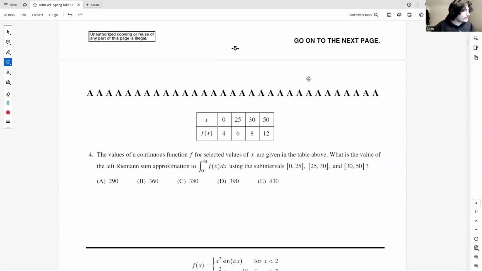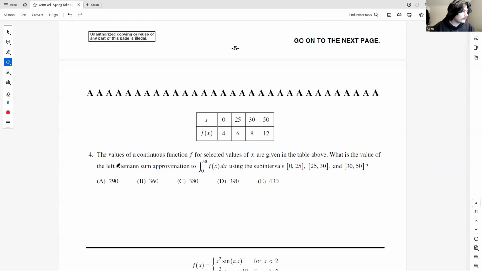All right, question number 4. The values of a continuous function f for selected values of x are given in the table above. What is the value of the left Riemann sum approximation to the integral from 0 to 50 of f of x dx using the subintervals of the table?